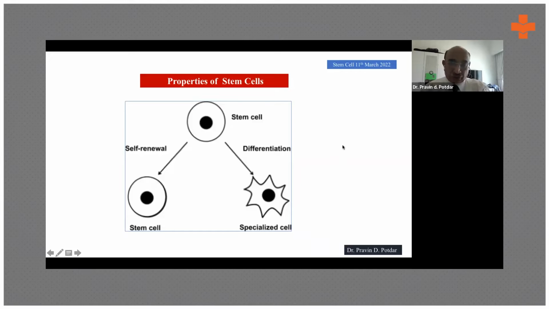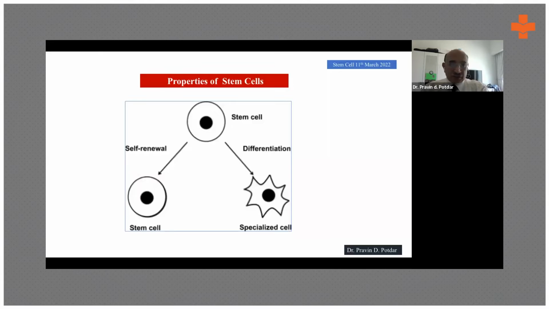If you want a neuron, you can make a neuron. If you want cardiomyocytes, you can make cardiomyocytes. If you want chondrocytes, you can make chondrocytes. If you want insulin-secreting pancreatic beta cells, you can make them. I will show you some pictures of this, which my laboratory has already worked on. Stem cell work done from my laboratory.